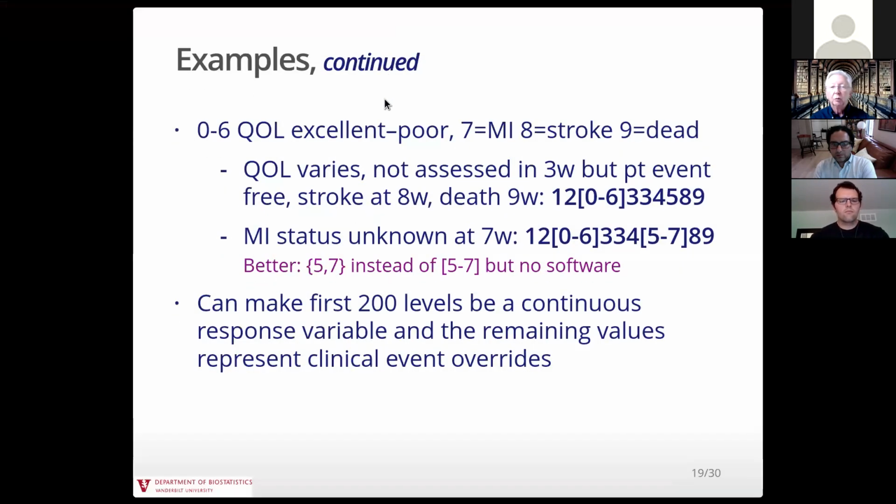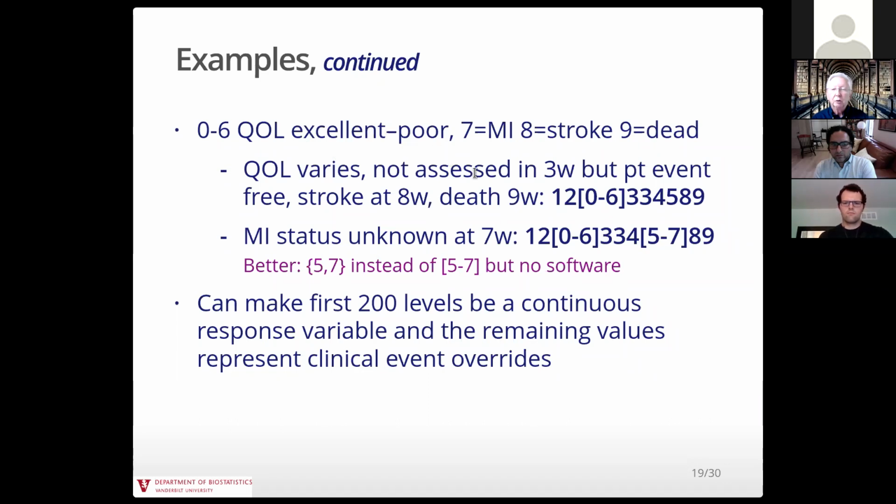This is a little more general. And so this would be the first 7 levels of our scale are quality of life. So we're going to code it as 0 is excellent and 6 is the worst quality of life, but we're going to override that with an MI. We're going to override MI with a stroke, and we're going to override anything with death. So death is a 9, stroke, MI, then we have 0 to 6 as quality of life. So the quality of life varies.